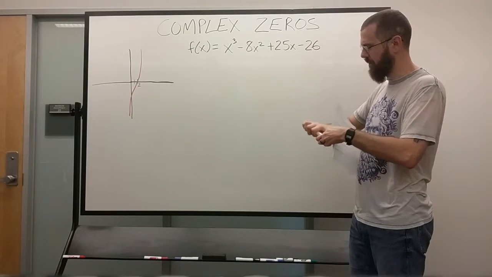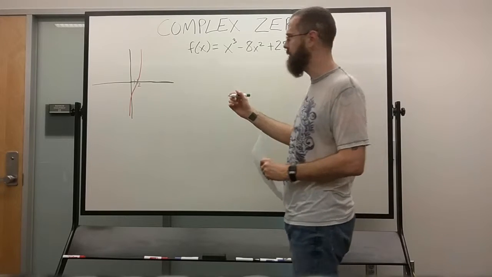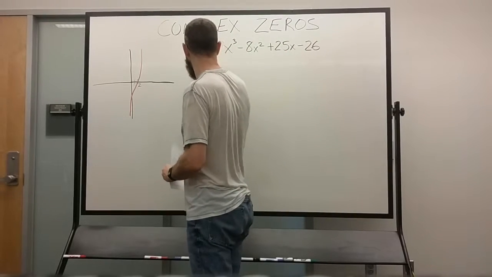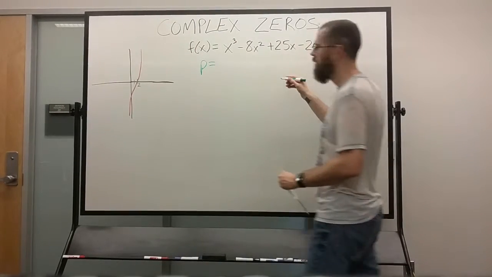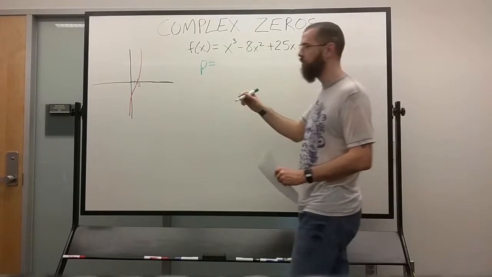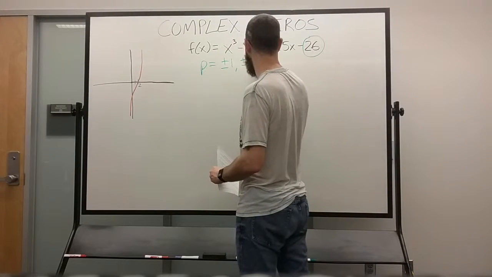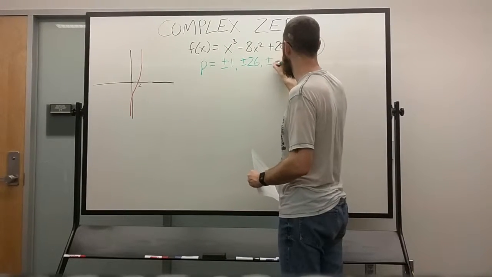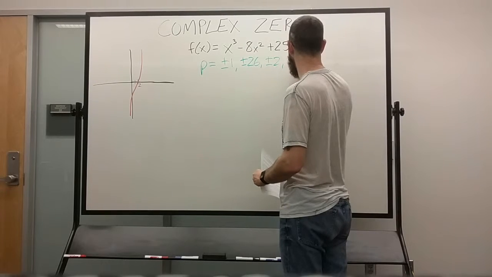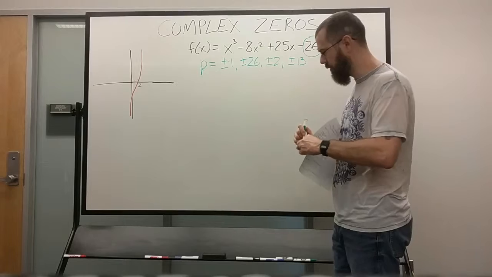In order to do that, we need to find all of the values for p, which are the factors of 26. So p would be plus or minus 1, plus or minus 26, plus or minus 2, and plus or minus 13. We also need to find q.